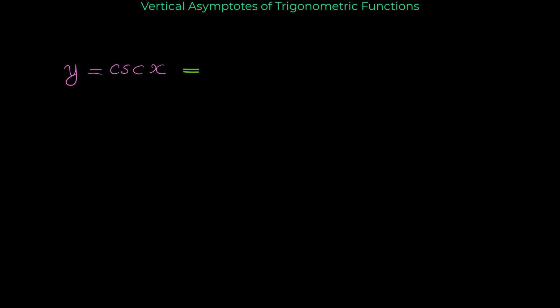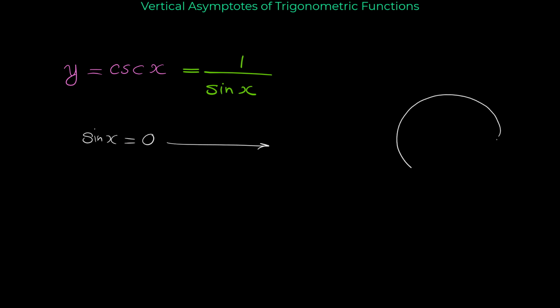If you remember from trigonometry, cosecant is 1 over sine x. It's the reciprocal of sine. So, because it's a fraction, again, it can have vertical asymptotes. For finding the vertical asymptote, you have to set sine x equal to 0. And if you remember again from the unit circle, what are the angles where sine is 0? Here and here. This angle here is 0, here is pi.